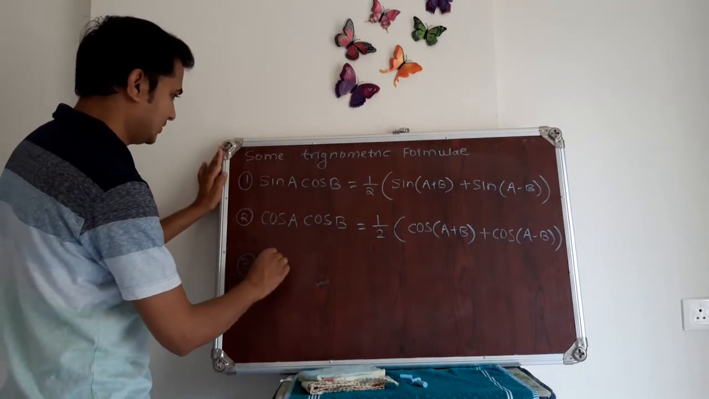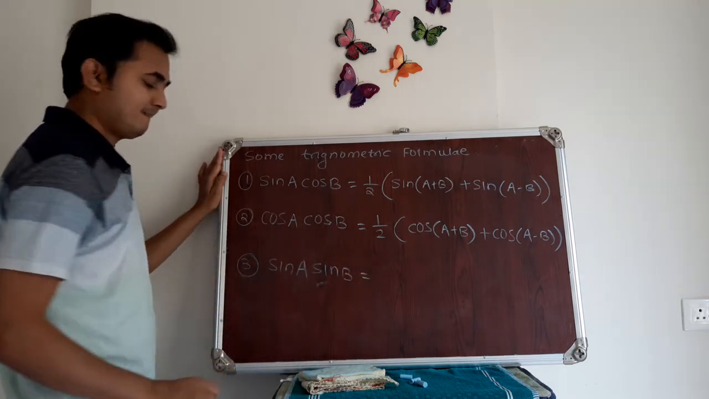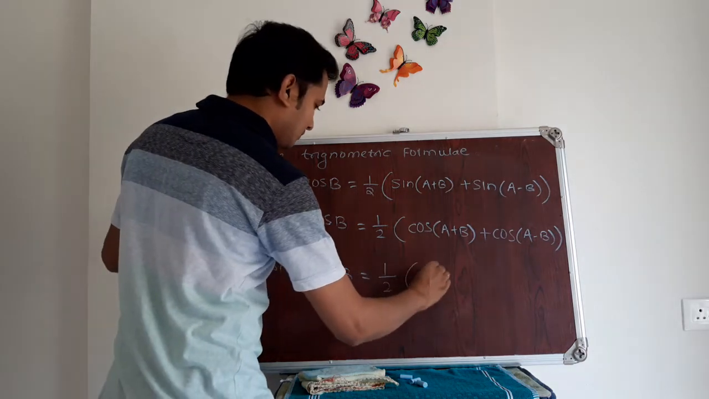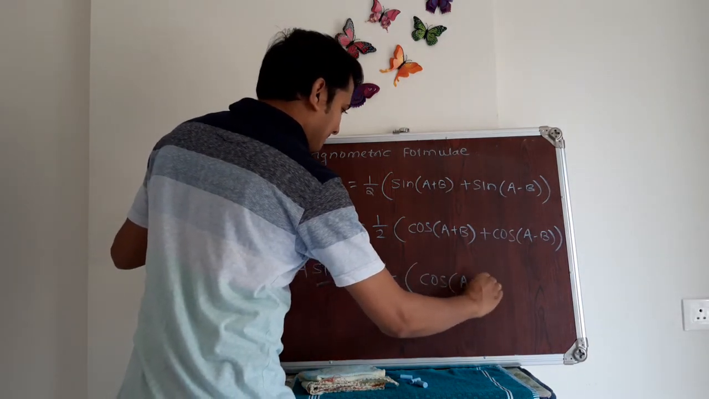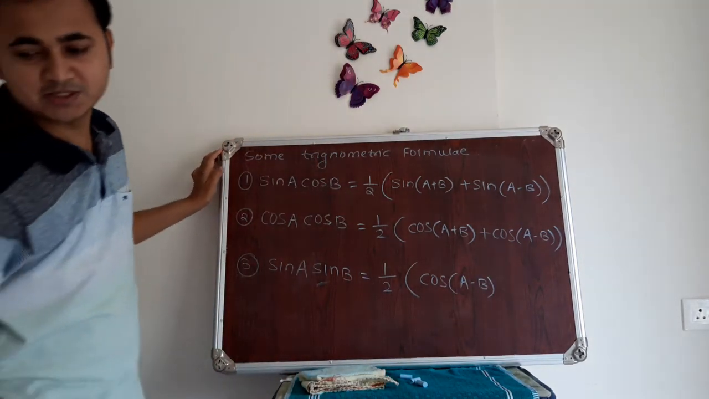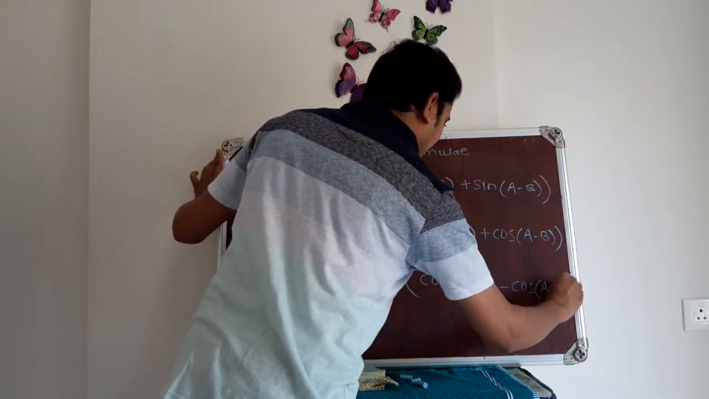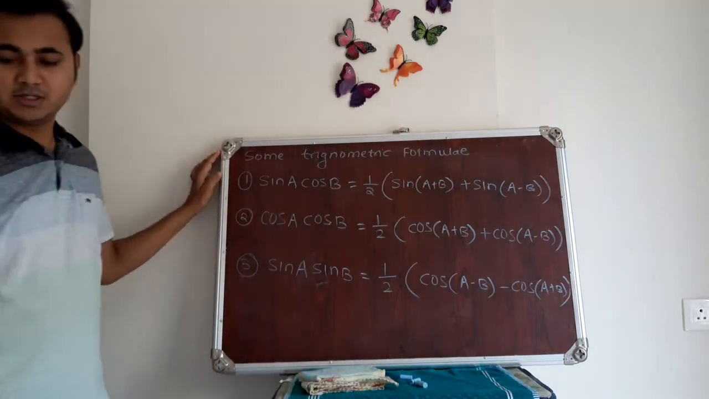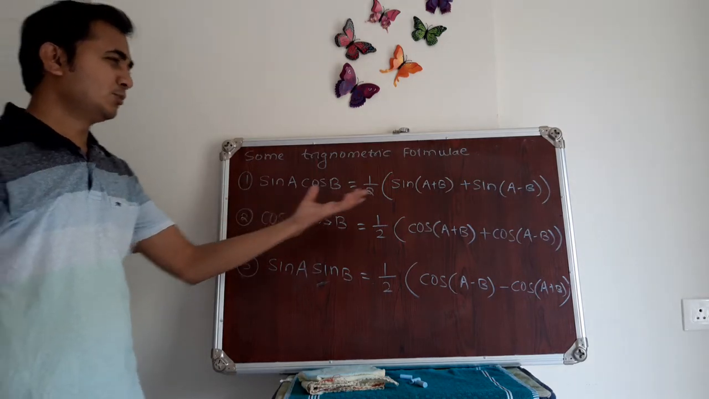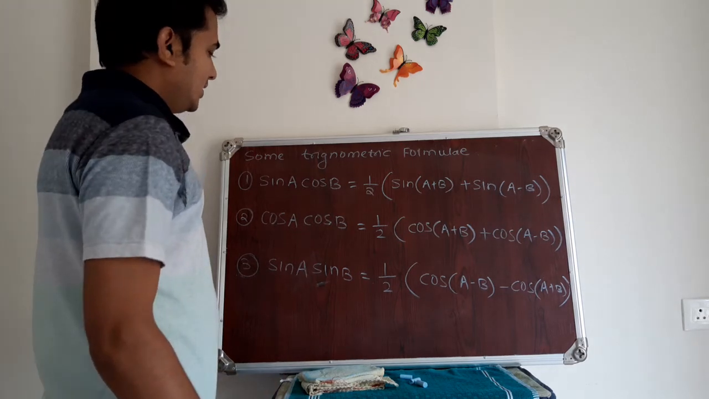Then third, sin A sin B is 1 by 2 cos of A minus B minus cos of A plus B. Alright, so these three formulae we need. Proofs are very easy. This you did in 12th.